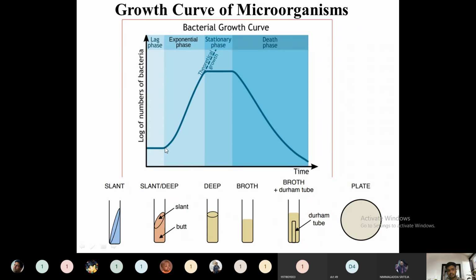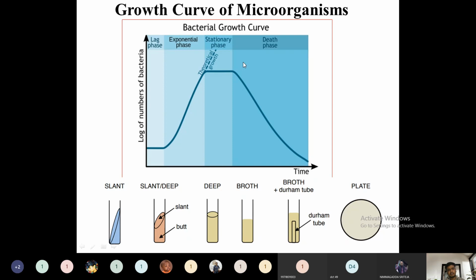As soon as it reaches the exponential phase, we can call this the log phase, or exponential phase. The second phase is the log phase. There is exponential multiplication of the bacteria or microorganisms. Here the growth in size will not be there for the bacteria, only the numbers will be multiplied. Then after that, the growth and the multiplication of numbers will stop. This stage is called the stationary phase.